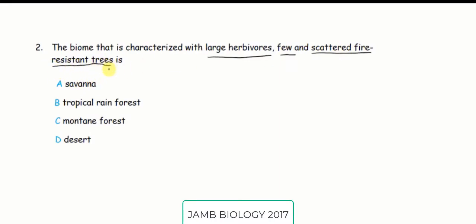So this kind of question will be more or less a terminology question, but at the same time, it's a question that you can answer with what you know. You don't really have to know everything. You can basically get to the answer with the little you know. So we have large herbivores, which indicates that you should have quite a lot of grasses there.